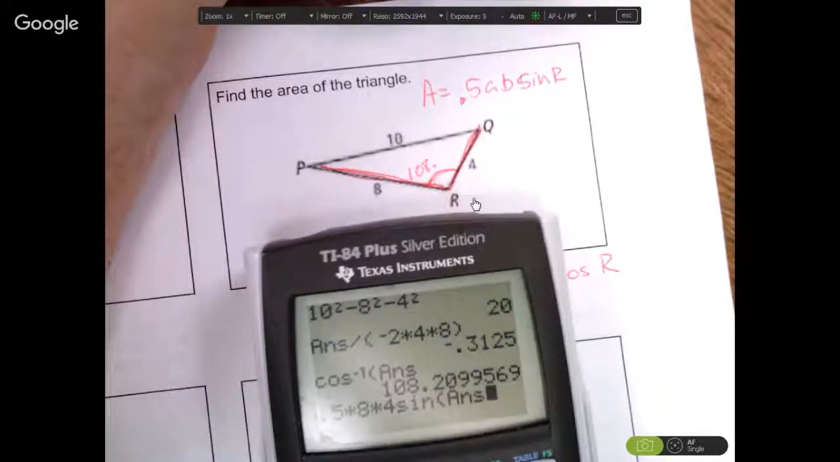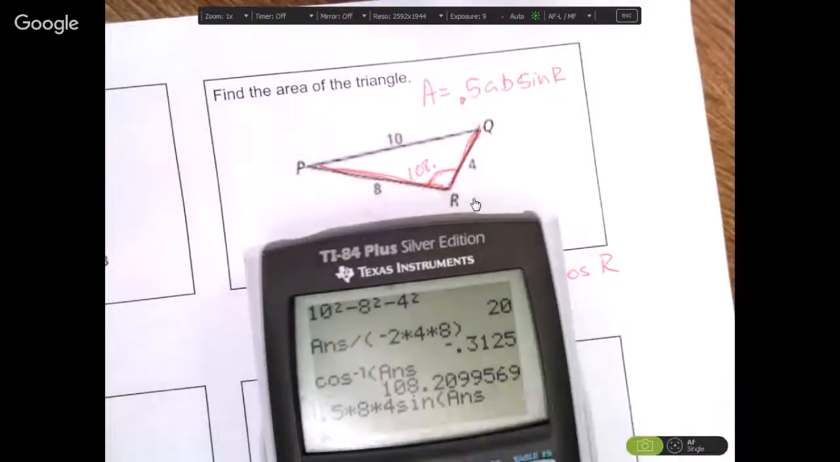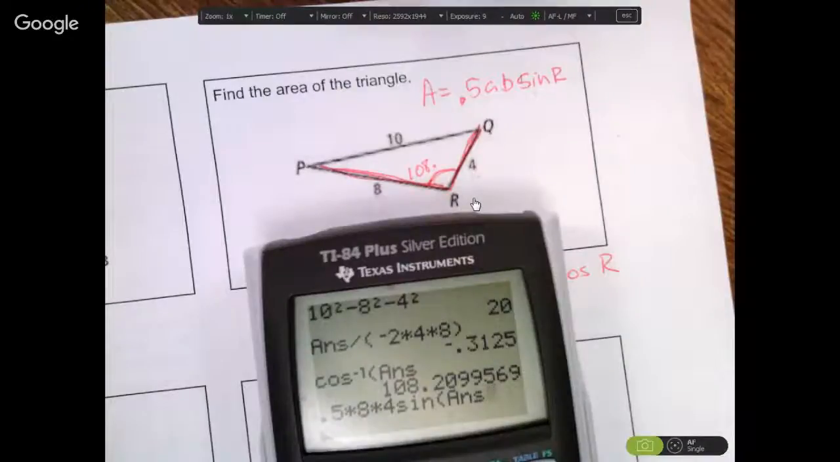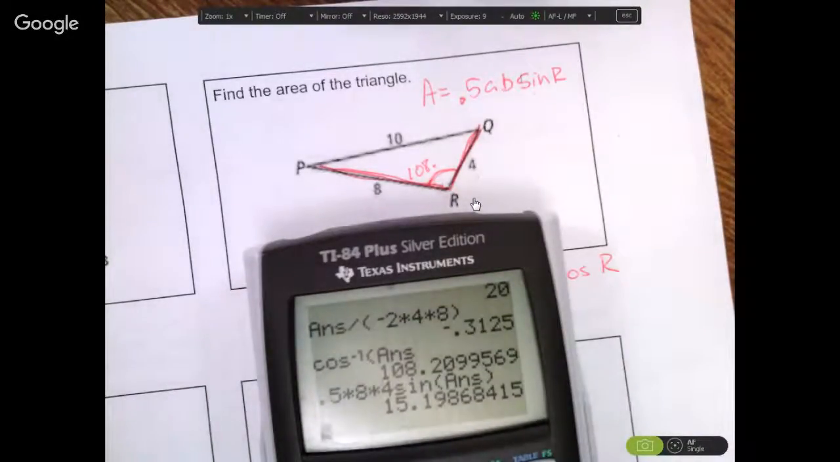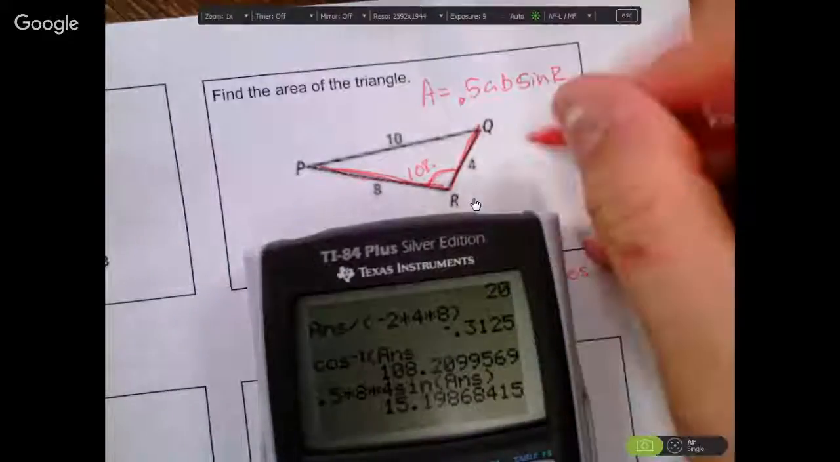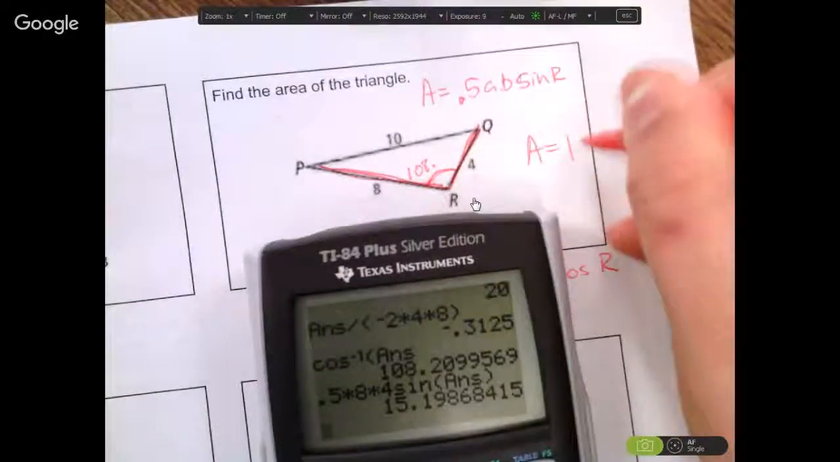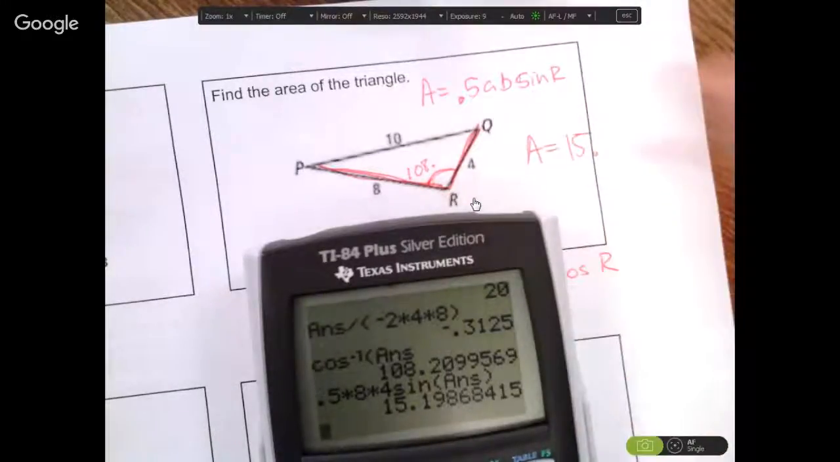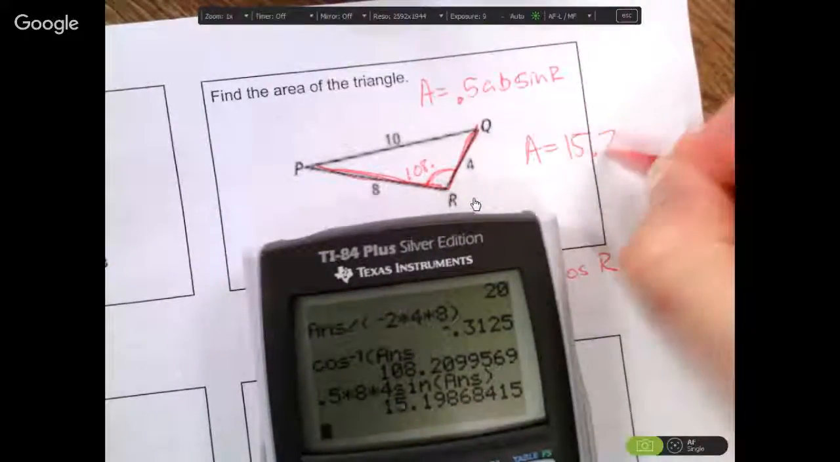This answer is giving me all those digits. If you don't type the answer, you'd get 108.2099569. I would write all of them. Can you have one day where you just do a whole bunch of these calculators to teach us how to actually use them? Yes, thank you. That'd be good. So the area of this is 15 point, and if I round now, I can round because I'm done.